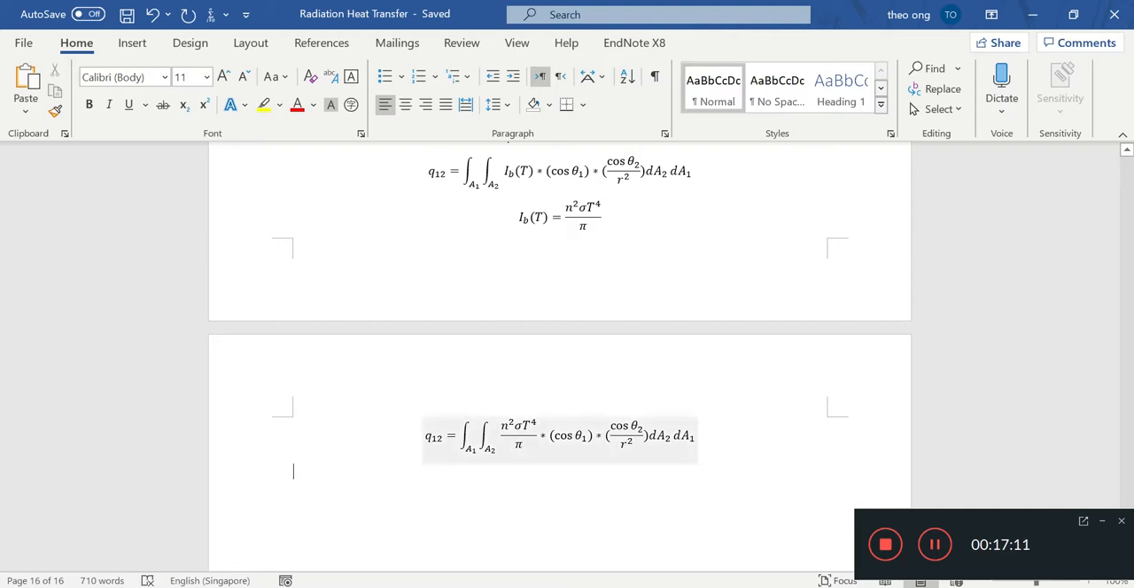We can refocus back on these geometric factors here, the theta 1, theta 2, A1, A2. So that will be in our next video.